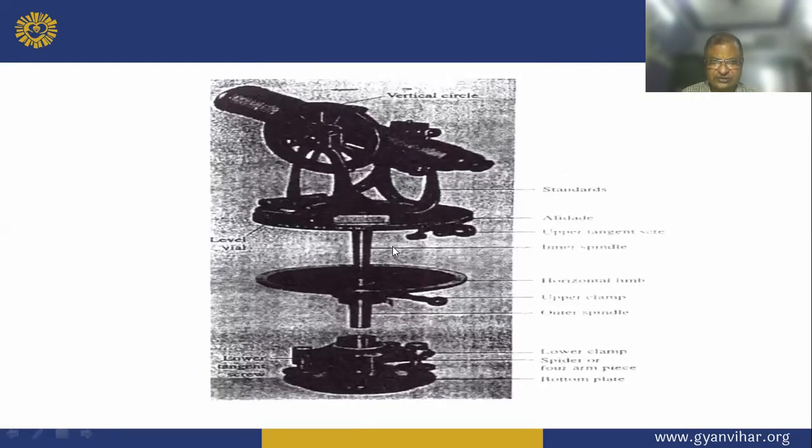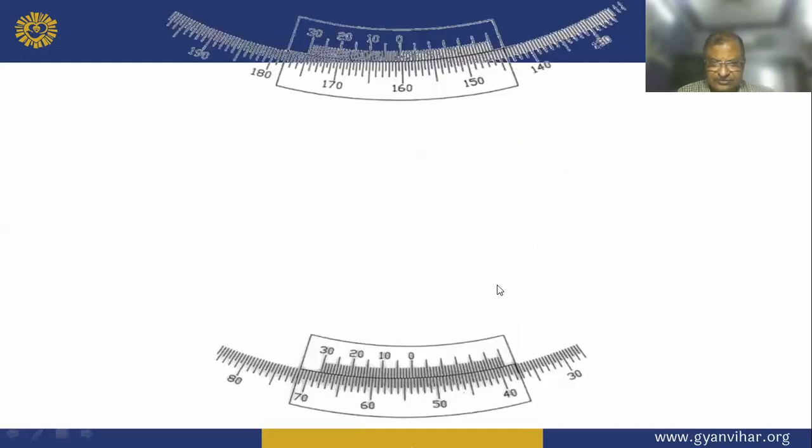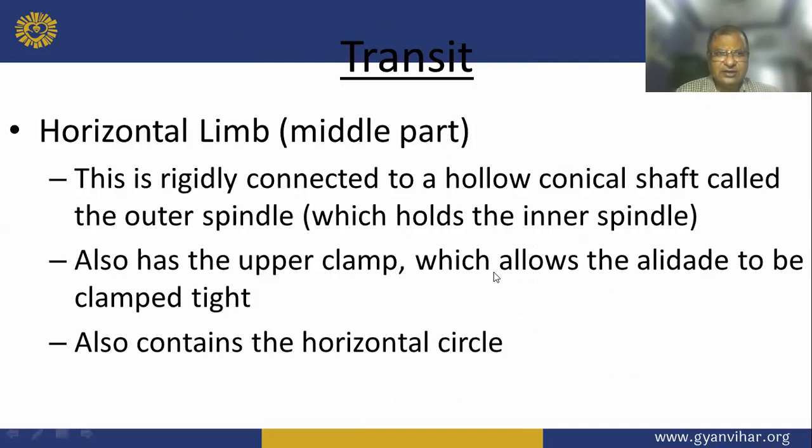And this is the transit machine. This is the vernier. And the horizontal limb, the middle part, is rigidly connected to a hollow conical shaft called the outer spindle, which holds the inner spindle. It also has the upper clamp, which allows the plate to be clamped, and also contains the horizontal circle.